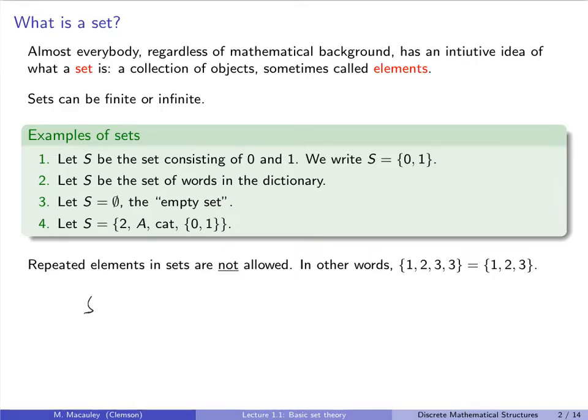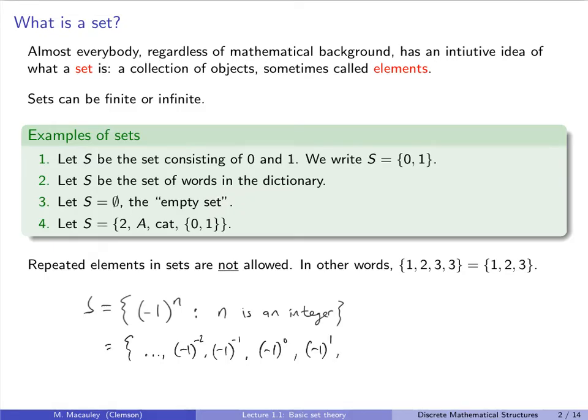For example, what if I said let S be, it's not a very good S, but well, let S be the set of all elements of the form -1 to the n, where n is an integer. So like 0, 1, 2, 3, etc. Now it's not hard to see that -1 to the n is either 1 or -1. So we could write this as -1 to the -2, -1 to the -1, -1 to the 0, -1 to the 1, -1 to the 2, -1 to the 3, -1 to the 4, and so forth.